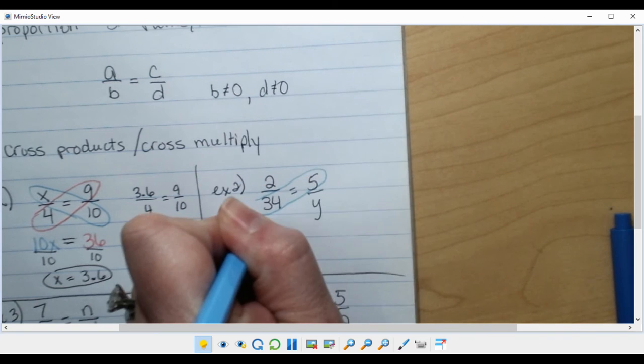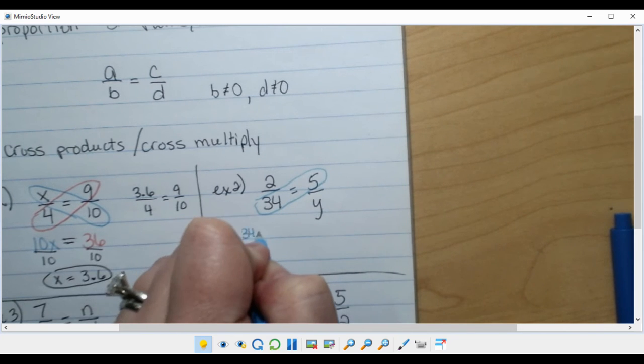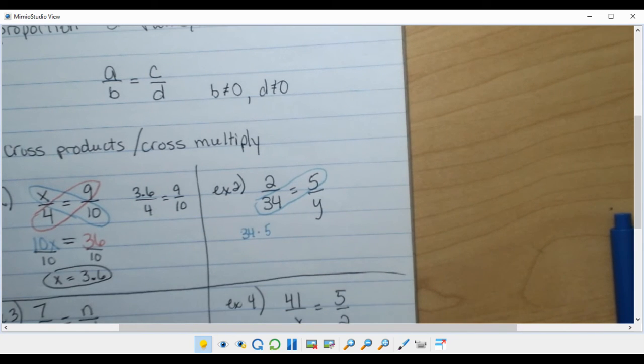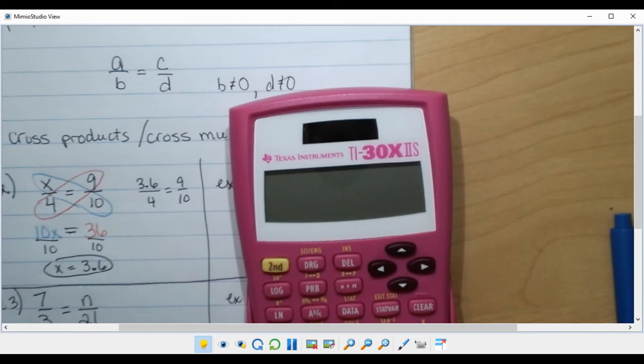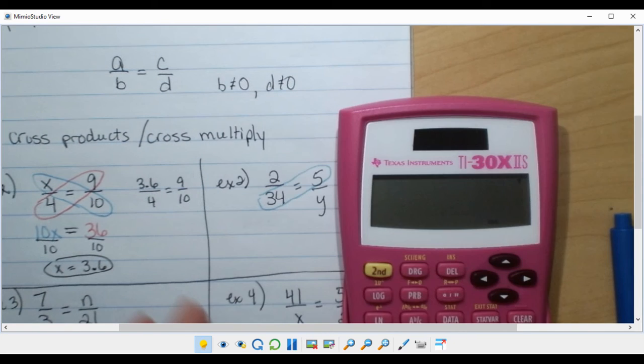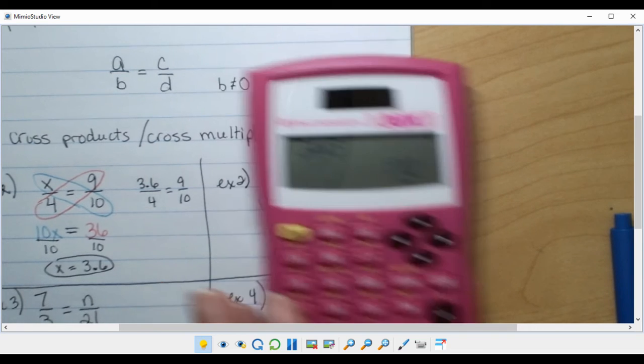So let's do 34 times 5. Sometimes, if you're waiting to pull out the calculator, people will actually write 34 times 5 equals 2 times y. Sometimes they'll just multiply it and give the answer. It's totally up to you, however you choose to do it. Okay. If you are a lover of office products and colored pens, feel free to circle and write in colors. It is definitely helpful when you're learning. So we're going to do 34 times 5, and I get 170.